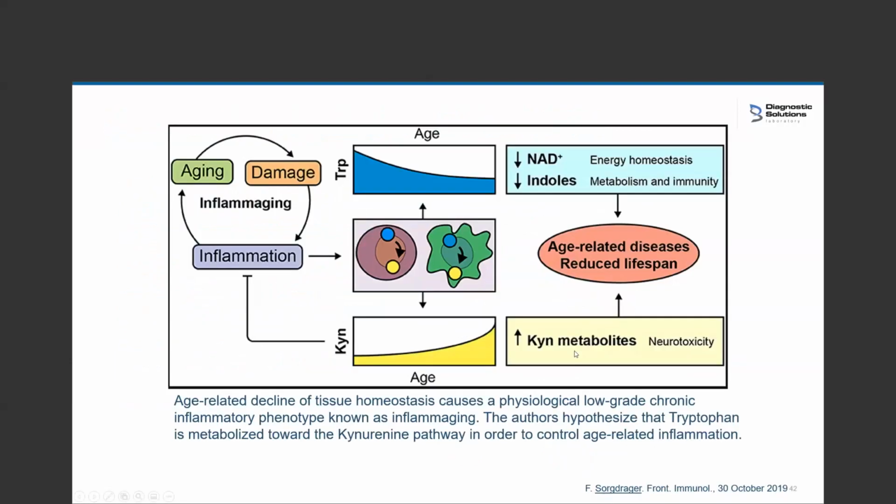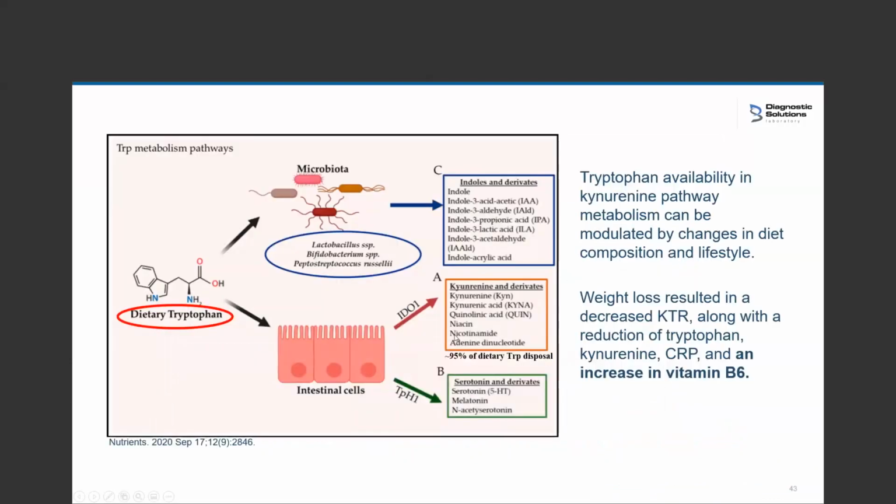So another thing about the tryptophan, it may be an age-related cause. So there's inflammaging. As you get older, there's more inflammation, and that can cause tryptophan to go down and kynurenine to come up. You have a decrease of NAD production and an increase of possible neurotoxic kynurenic metabolites.